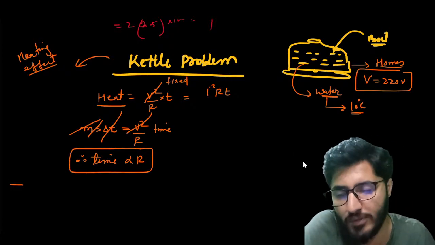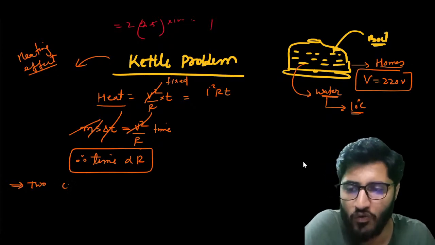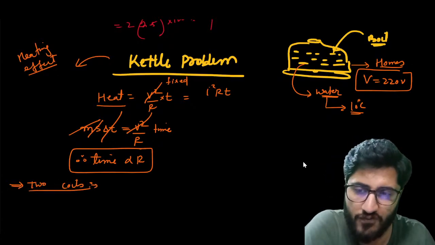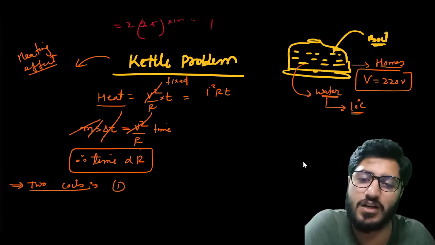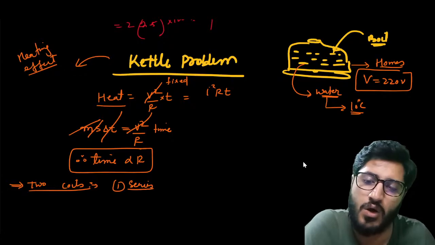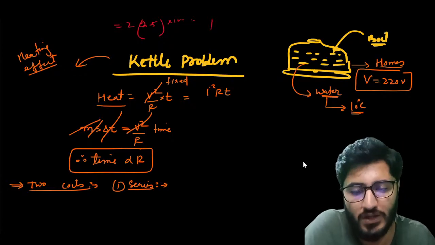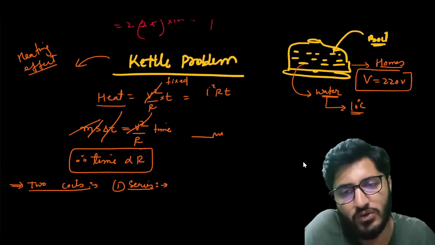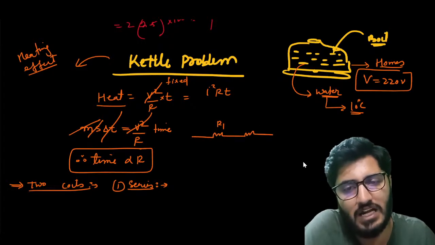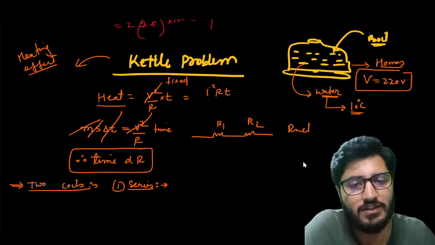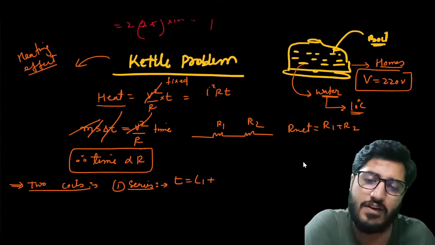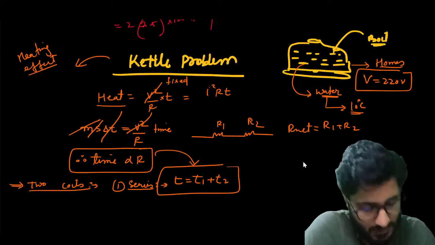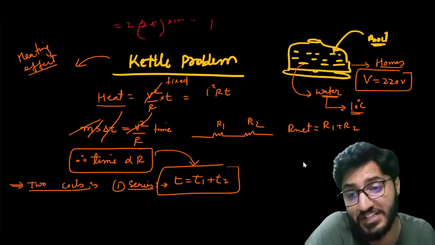Let us suppose we talk about two coils. First case, if we are connecting the coils in series, what will happen to the time? If we are having two resistors with resistance R1 and R2, what will be R net? Sir, we know that it will be R1 plus R2. Same, time will be T1 plus T2. Why, sir? Because it follows directly proportional relation.